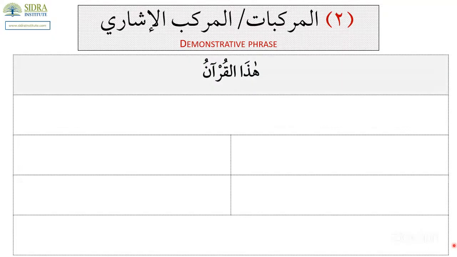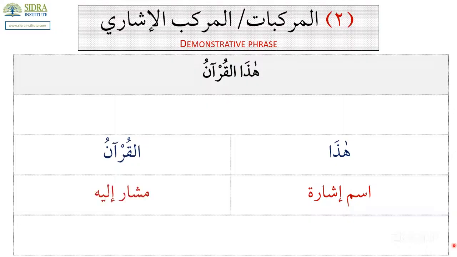Our next phrase is the demonstrative phrase. This is where we use ismul ishara. So for example, here we have هذا القرآن, this Quran. So هذا will be known as ismul ishara. And the noun we are pointing at will be known as musharun ilayh. And together this will group together and become murakkabun ishariyun. And it means this Quran.